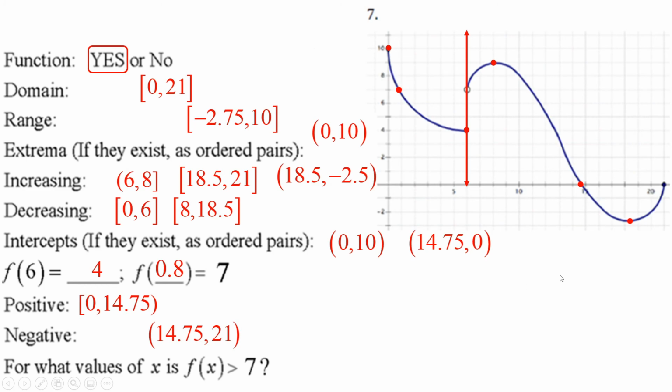And then finally, for what values of x is f of x greater than 7? So notice how I graph y equals 7, and I'd be talking about this half open interval and this open interval right there. So I need a half open interval.